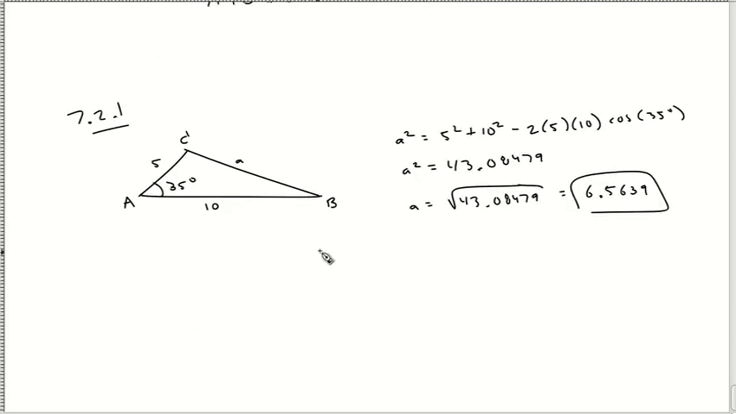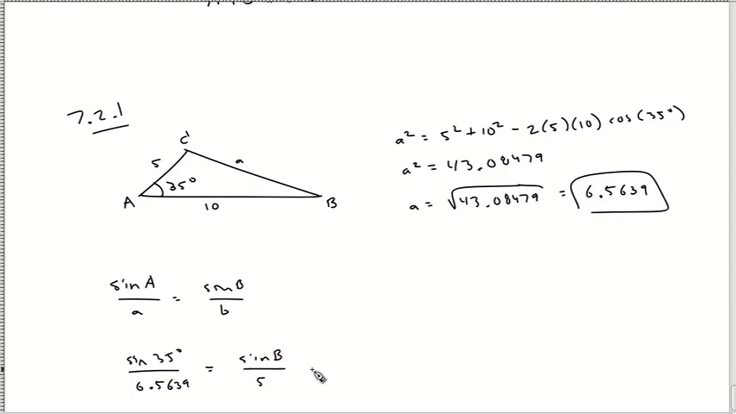I know it's not to scale, but whatever. And so now that we have this last one here, we could do law of sines. In order to find b and c, let's say I'm going to find b. I'm going to do law of sines: sine of b over b equals sine of 35 over little a, 6.5639. I don't know what angle b is, but I know little b is a 5. So multiply it over and arc sine.